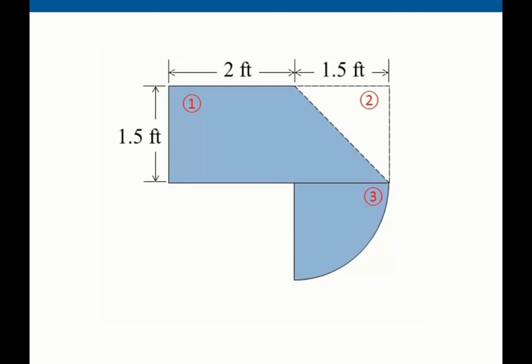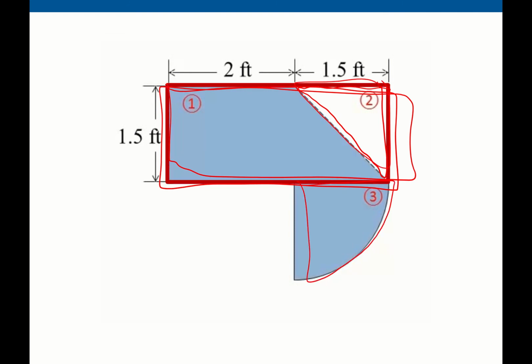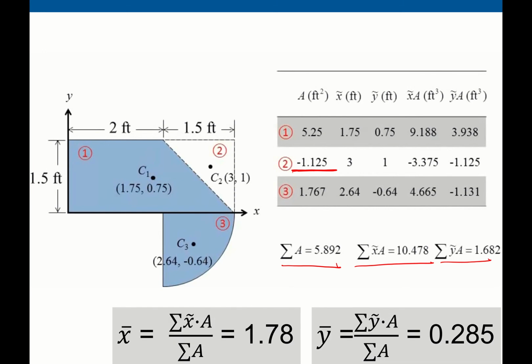We do the same thing. We can subtract this white area, which is number 2, from the first one. This is the first one, and second one, and third one. Okay, we do the same thing. So here you can see there is a negative sign for the second body. So what you also need to do is add up all the column values, and just divide them by each other. Then you can get x bar and y bar.